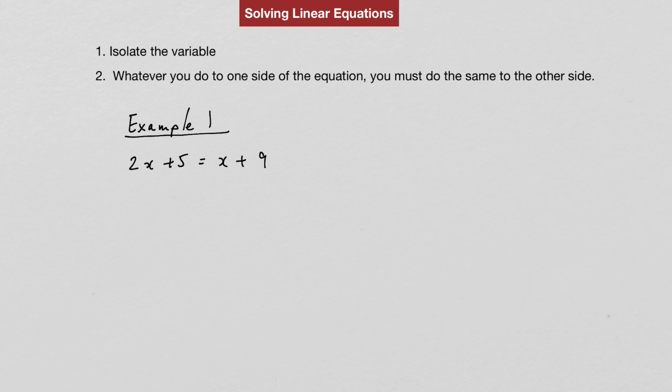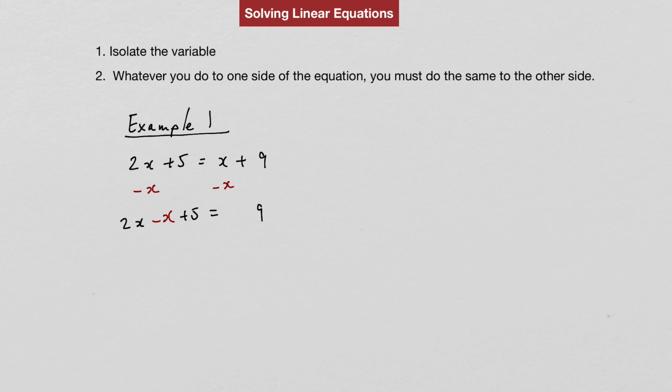In this example, what we're going to do is move this x over to the left side of the equation. To do that, we have to subtract x from both sides. So we're going to subtract x here, and subtract x here. When we do that, and I'm not going to do any computation yet, I'm just going to write everything out, we get 2x - x + 5 = 9.